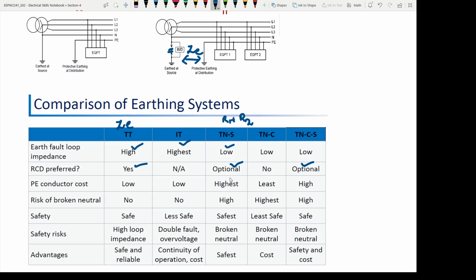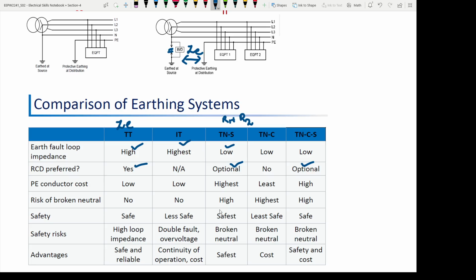And then, mostly even in the TNS nowadays in our buildings, you can see even TNS or TNCS, they provide additional protection by using an RCD. Even if you do not connect an RCD here, it is not going to harm you, but it is always preferred to have an RCD, so that even if the earth conductor resistance is increased, or in the old buildings the resistance is more, or leakage is not detectable, the RCD can help you.